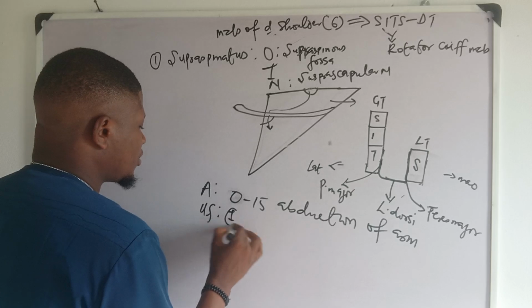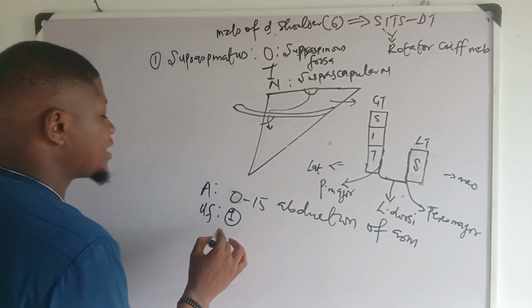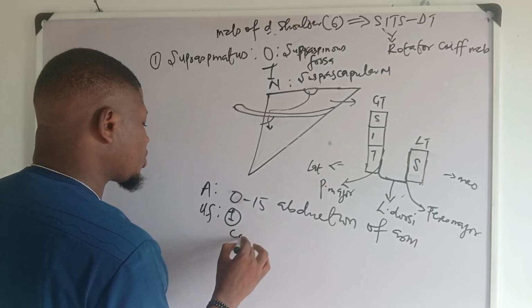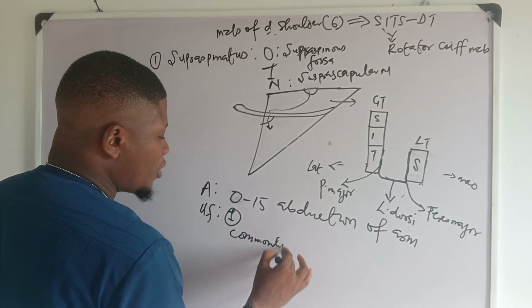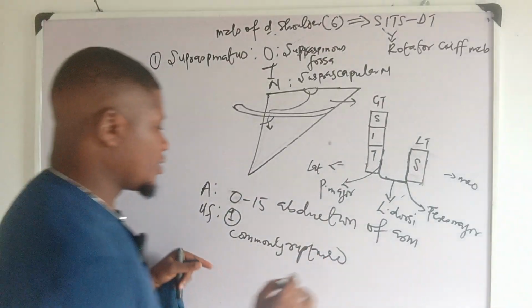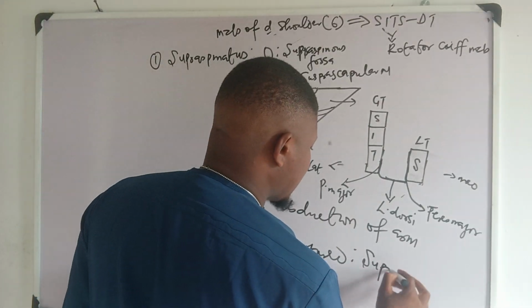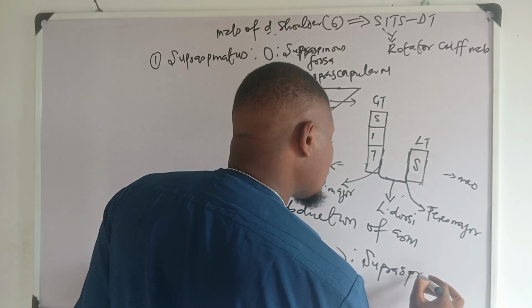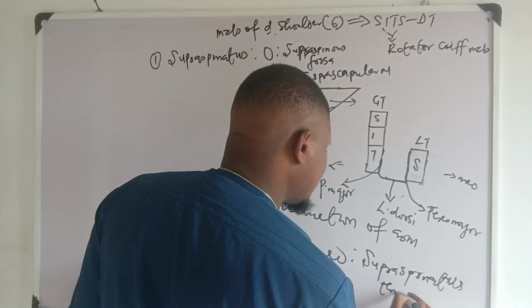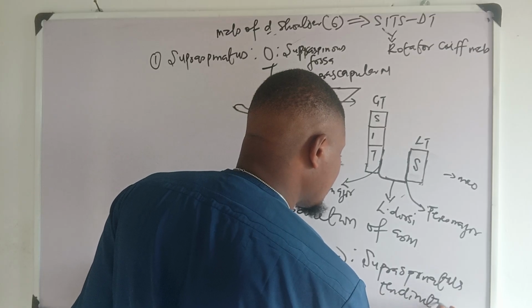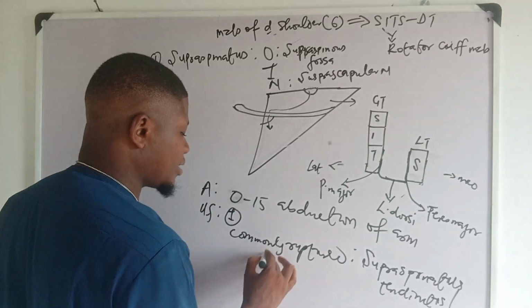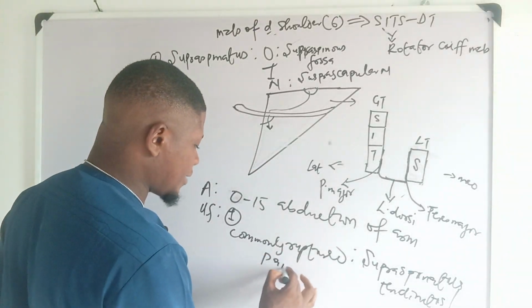Another unique feature is that it is the most commonly ruptured tendon in the rotator cuff. Rupture of this tendon is called supraspinatus tendinitis, also called painful arc.